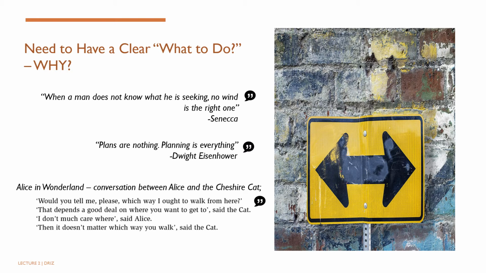I'd like to share with you several interesting quotes to remind you why having a clear problem identification is important. The first is a quote by Seneca. "When a man does not know what he is seeking, no wind is the right one." Next is a quote by Dwight Eisenhower. "Plans are nothing. Planning is everything." And finally, there's a conversation between Alice and the Cheshire Cat in Alice in Wonderland. "Would you tell me please which way I ought to walk from here?" "That depends a good deal on where you want to get to," said the cat. "Oh, I don't much care where," said Alice. "Then it doesn't matter which way you walk," said the cat.